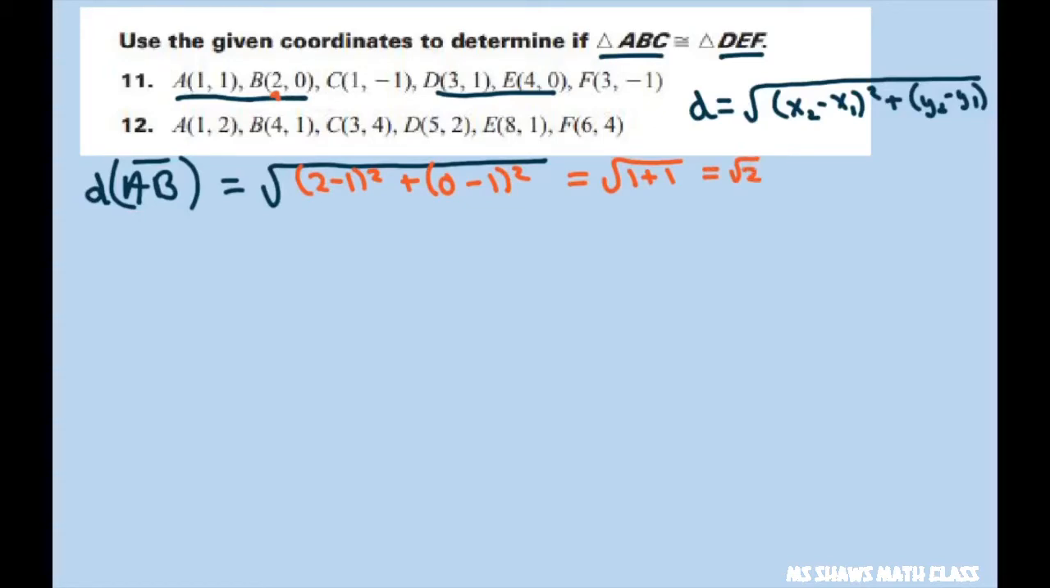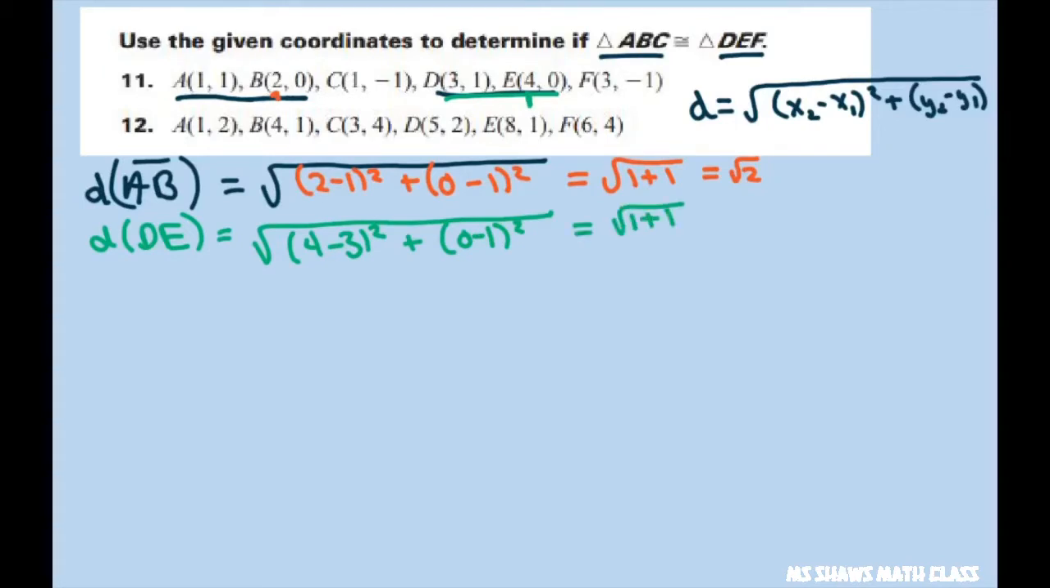Now that should match what we do here. So the distance of DE, and I'll go in the same direction. So I'm going to start with E first. So 4 minus 3 squared plus 0 minus 1 squared. So that equals square root of 1 plus 1, which equals the square root of 2. So that's one side. Now we have to do BC with EF.